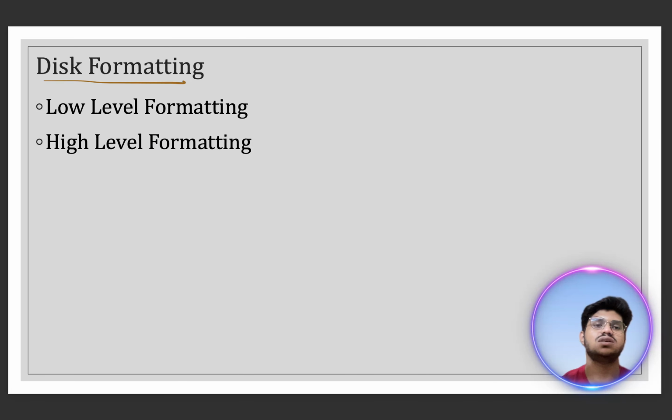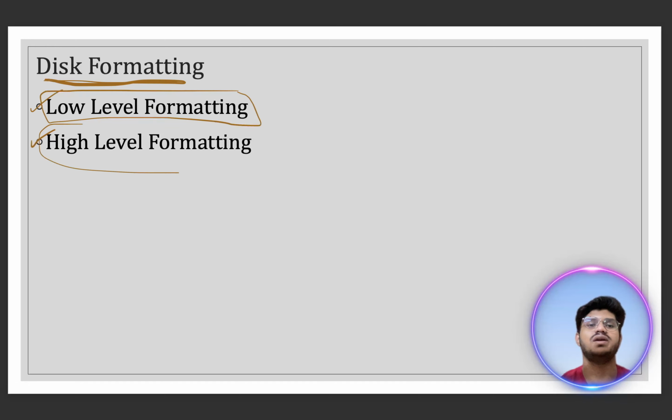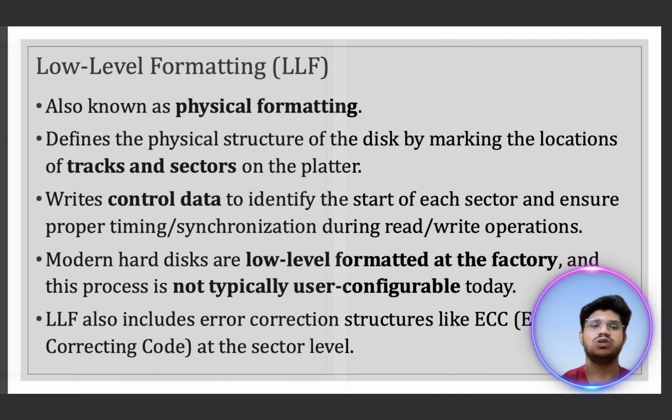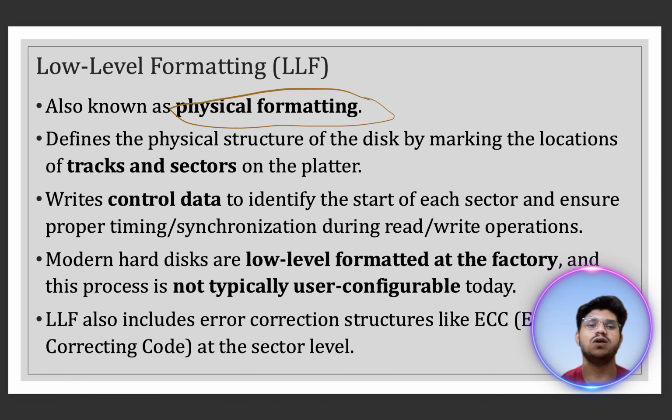The disk formatting that I was talking about initially, there are two kinds of disk formatting: low level formatting and high level formatting. The low level formatting is done by the manufacturer. So basically we can't do this low level formatting, because it is done by the manufacturer. We can rather do the high level formatting, which we'll see in the upcoming slide. The low level formatting is basically your physical formatting. It is not typically user configurable, it comes from the factory.